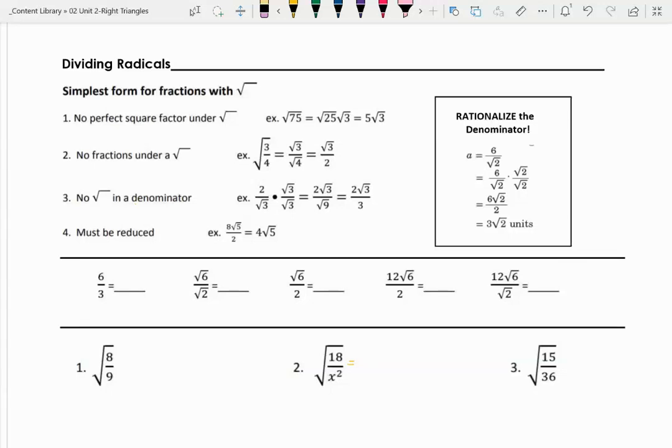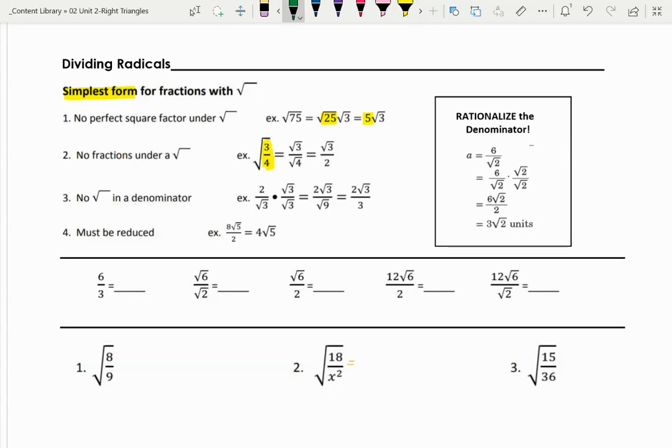All right, on to dividing radicals. So a couple important things here. We're going to have everything in simplest form. So that means don't leave the perfect square numbers underneath. No fractions under a radical. So like this, you got to split it up.